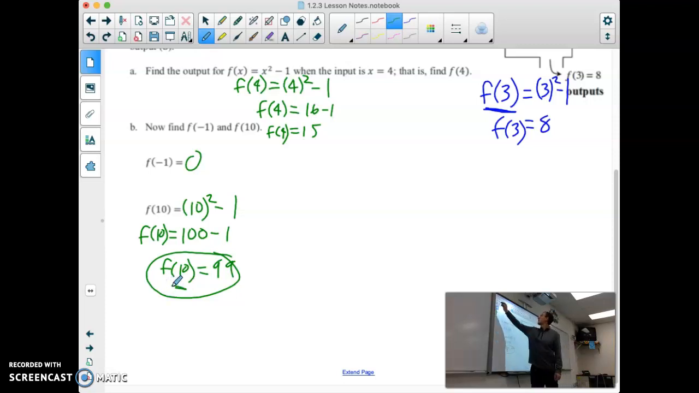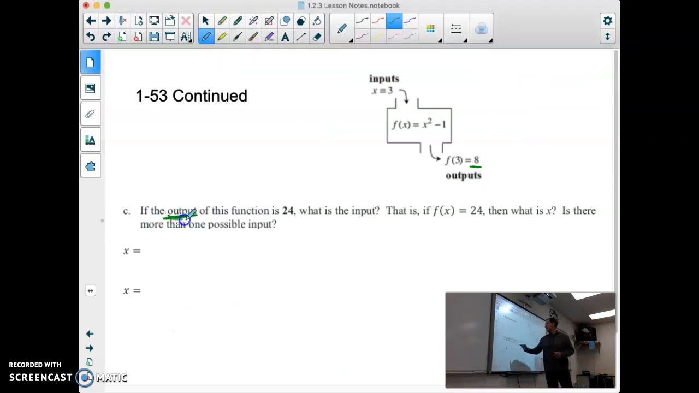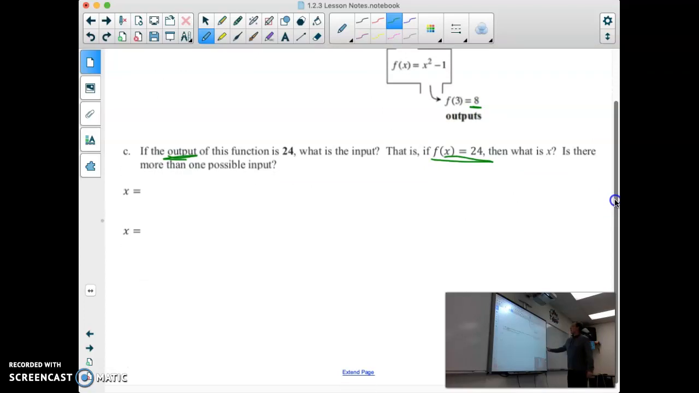All right, so on to the next one here, part C. If we know the output of the function is 24, what is the input? If f of x is equal to 24, like it says right here, what is our x value? How can we figure that out? So basically, we need to work backwards here. If we know that f of x is equal to 24, we know that 24 is equal to x squared minus 1.